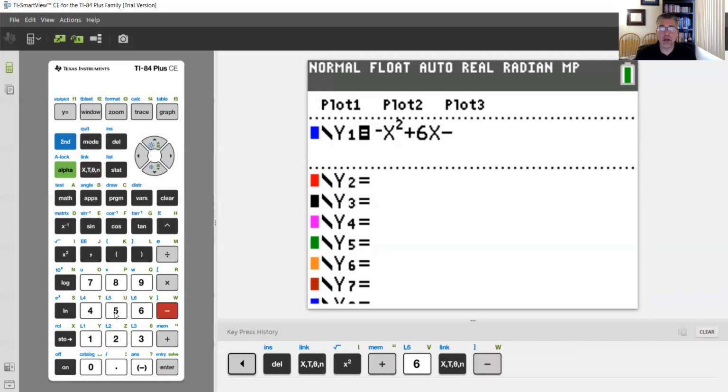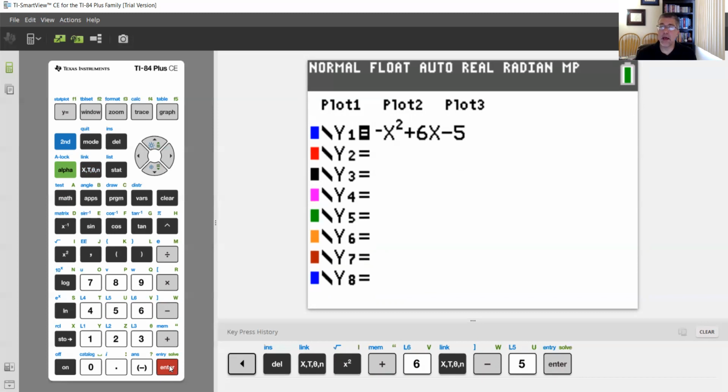Minus sign, 5. Not a negative sign, a minus sign, minus 5. And I'm just going to hit enter. And that has stored that in the slot Y1, Y sub 1. Now, how am I going to graph this? Well, I'm just going to hit the graph key at this point.